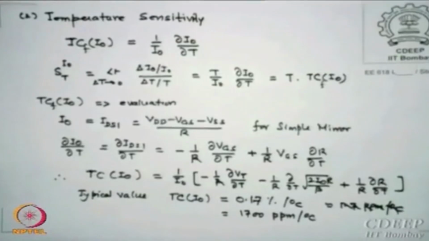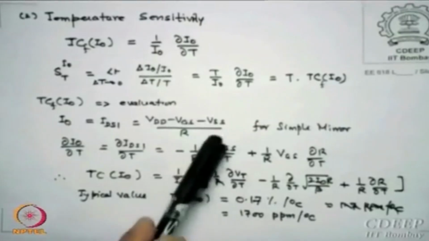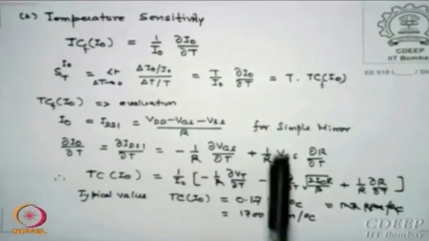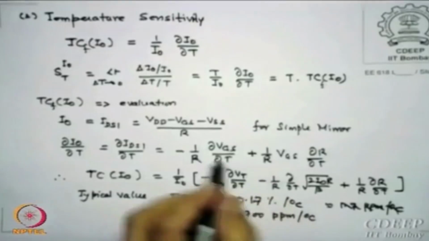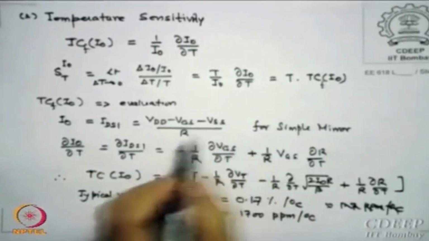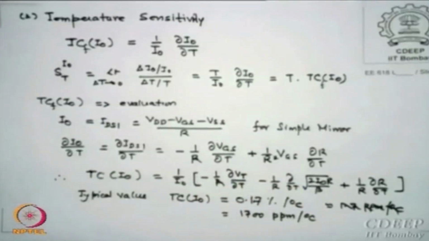So obviously I must look for VGS variation with temperature, and I must look for resistance variation with temperature. So I differentiate these two terms: 1 upon R dVGS by dt plus 1 upon R dVGS dR by dt. If I do this, then I get R to the power minus 2. Differentiate, okay.